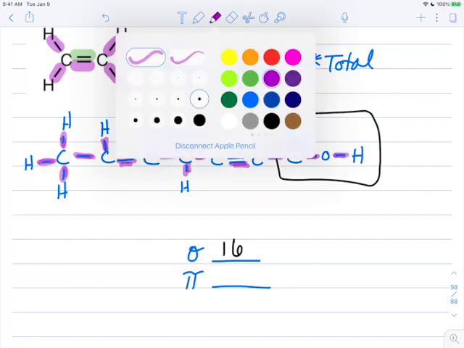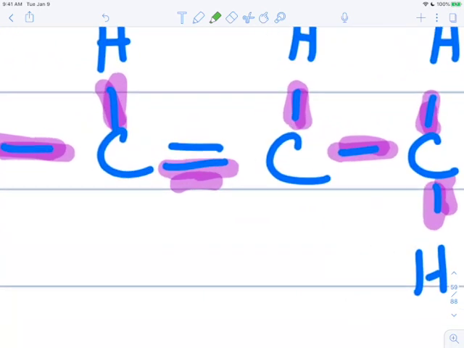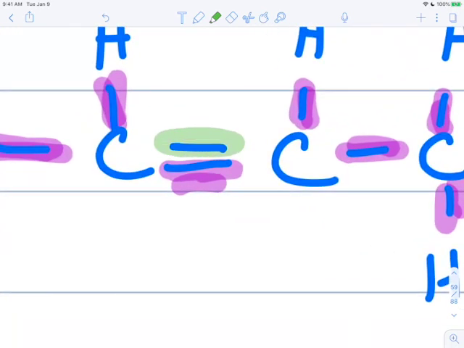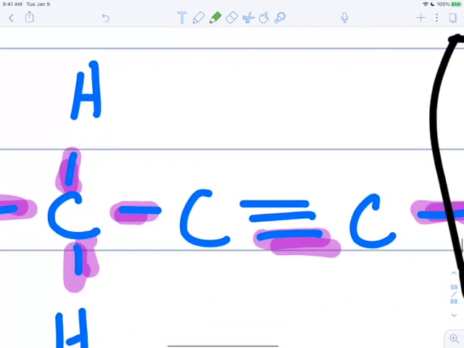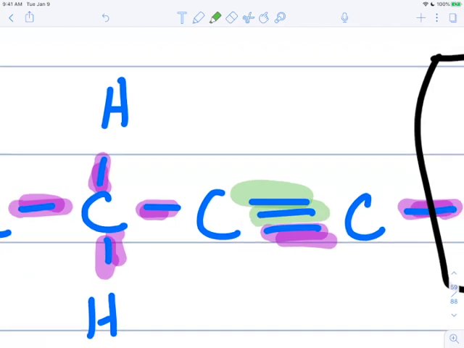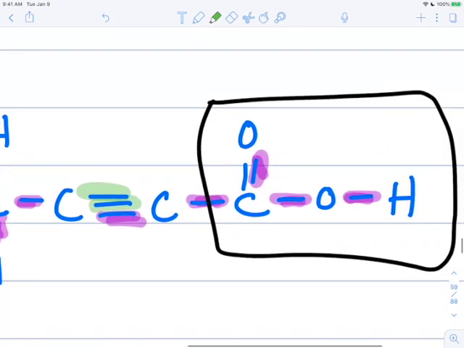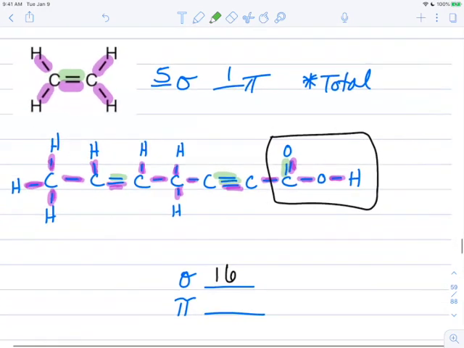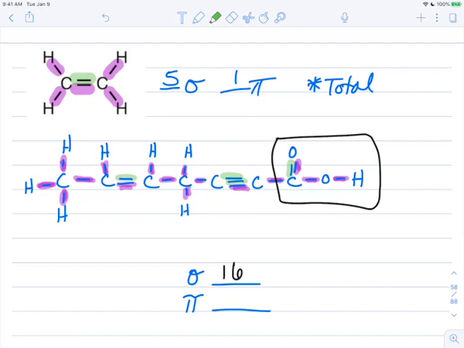All right, so now let's try our pi bonds. I'm going to zoom in, and that's a pi bond. So there's 1, 2, and 3, because we have 2 of the pi bonds inside of a triple bond. So 3, and here is going to be our 4th one. So it looks like we have 4 of the pi bonds. So any questions on how we did our counts?